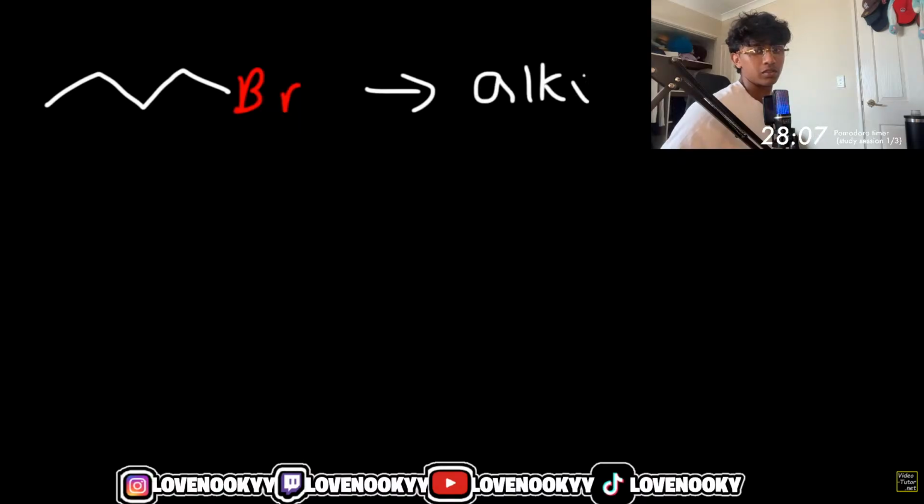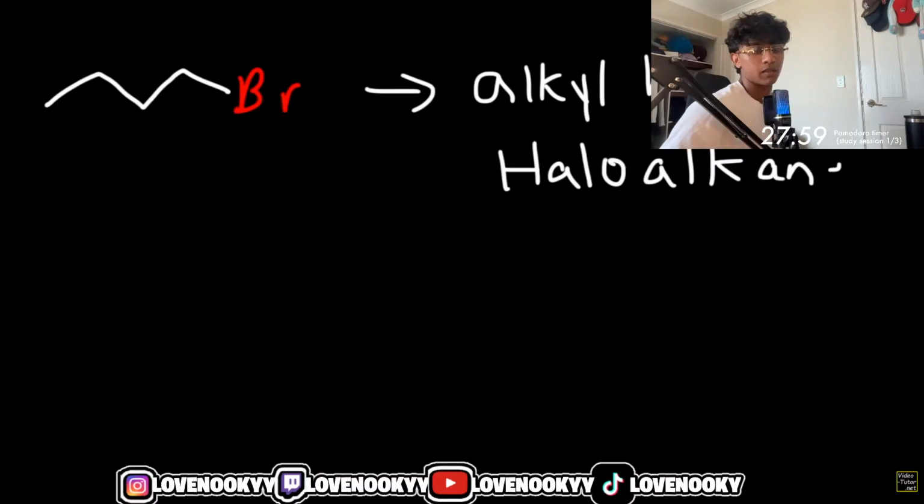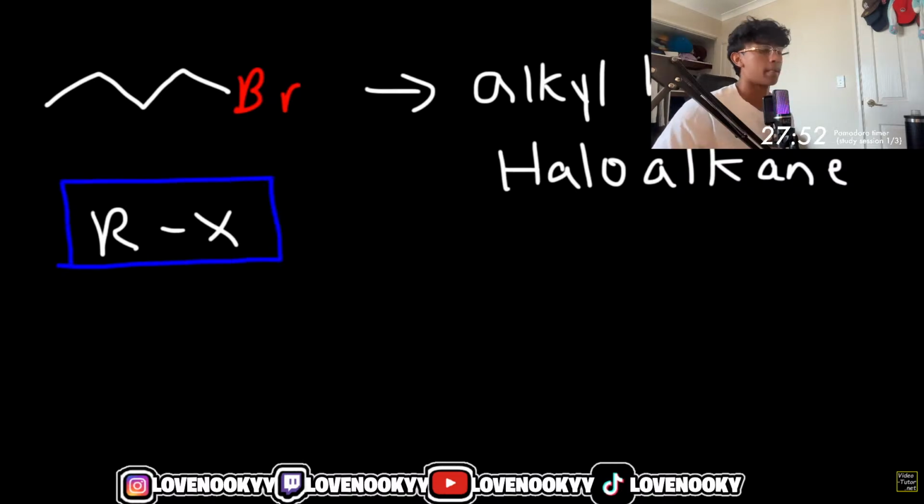Now, what about this one? What if you see a halogen attached to a hydrocarbon? So the functional group for this molecule is known as an alkyl halide. You can also call it a haloalkane. It's another way to describe it. And so it has the functional group RX, where R is the hydrocarbon chain and X is the halogen.